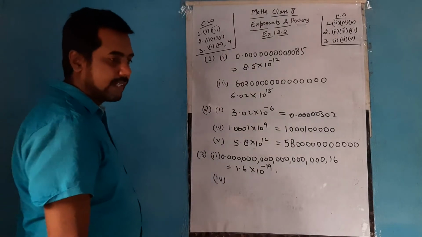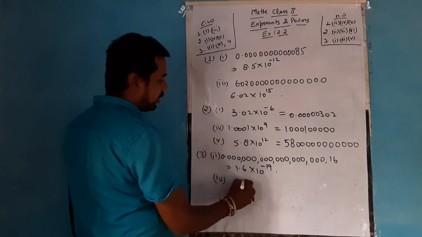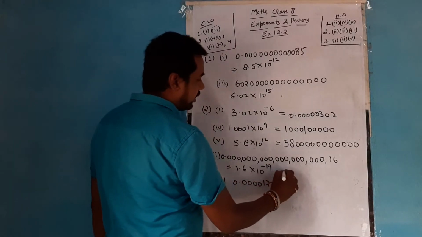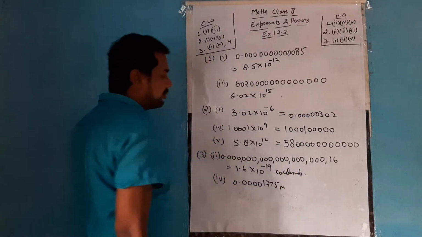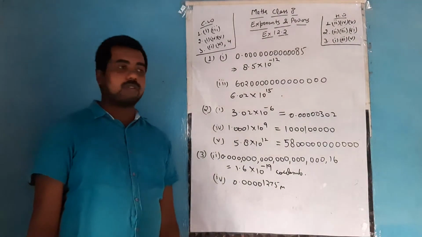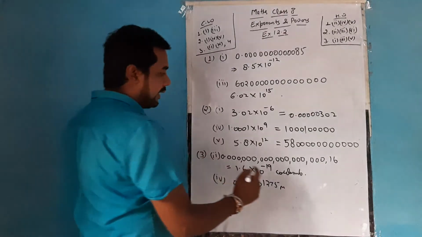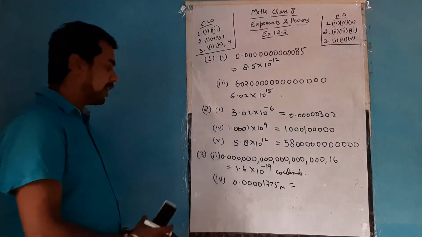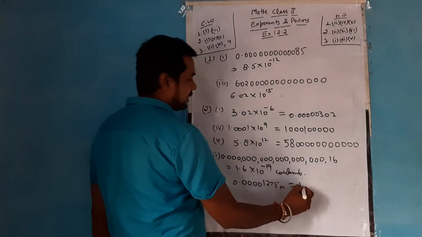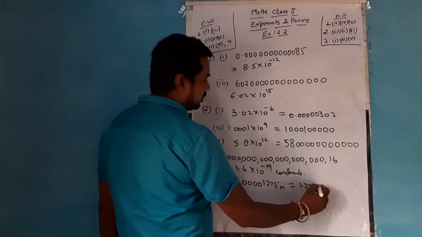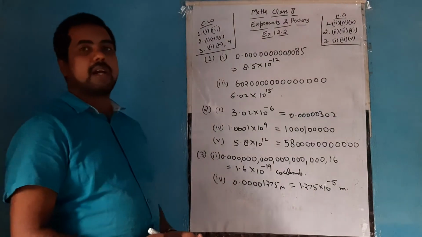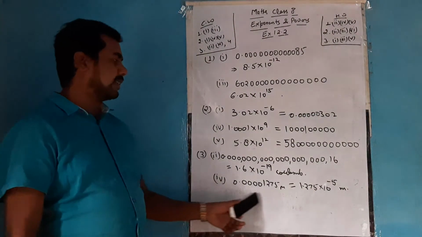Similarly, the fourth part is size of a plant cell is 0.00001275 meter. Here it is given in meters, so we'll write the answer in meters. That's the size of a plant cell, and that also has to be written in standard form. So here also the decimal place shifted from left to right, 4 places covered by 0 and then 1 decimal place after 1. 1.275 into 10 to the power minus 5 meter will be the size of plant cell. So this way you will get the answer in the standard form.